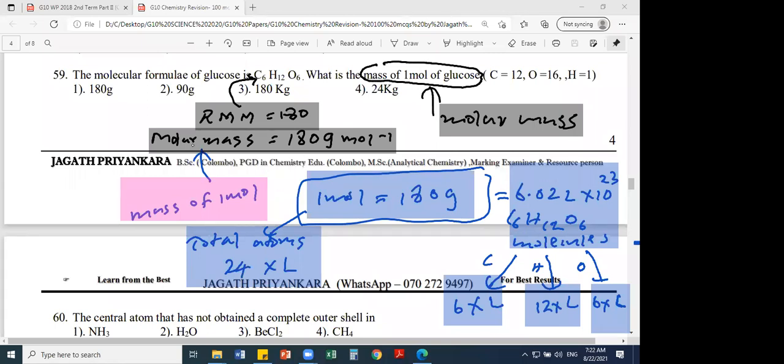It's not hard, but try to learn something new from each MCQ. I'm not just telling the answer, because otherwise I can post the marking scheme with the paper. So I want you to learn something new from each MCQ. That's why. That is the 59th MCQ.